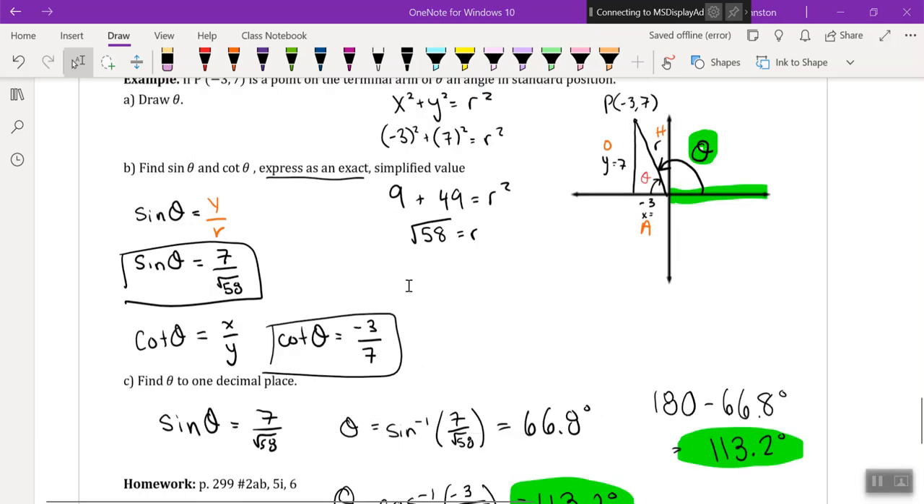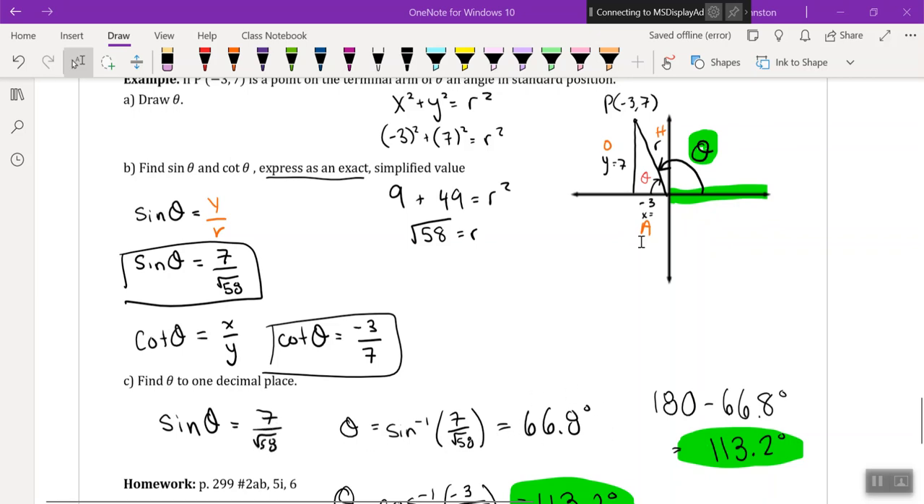Okay, so continuing this. We've discussed things like this before. Square root of 58, don't forget to reduce it and then also rationalize. When you're looking for the theta, remember that it's CAST. Here our letter that we're looking at is S for sine. So we're going to find the sine of theta of 7 over square root of 58 by using the inverse.